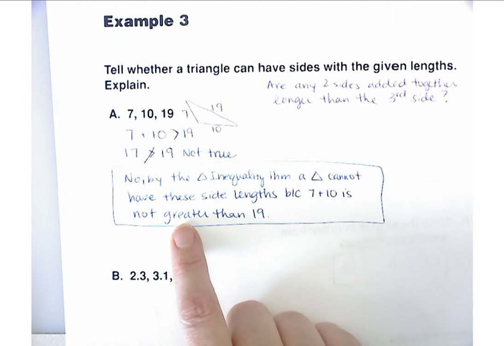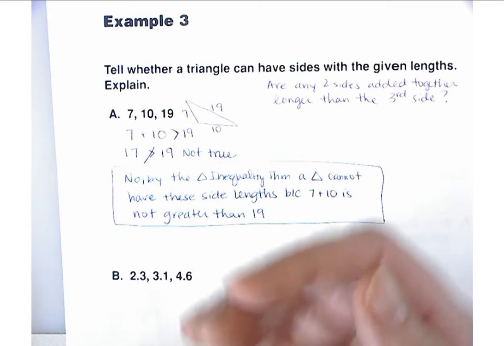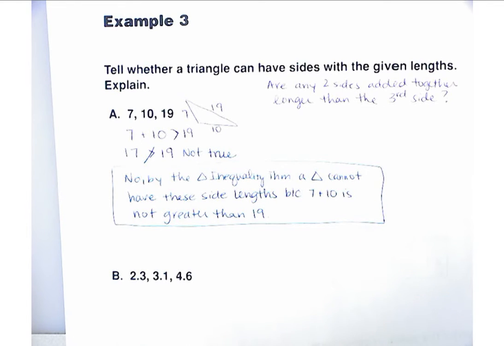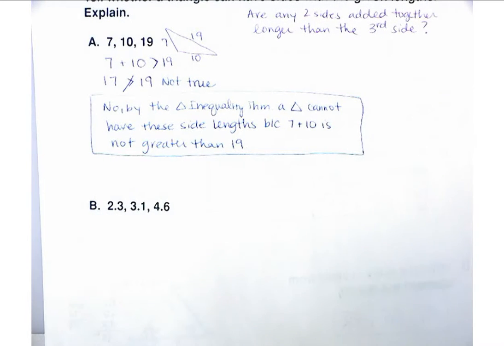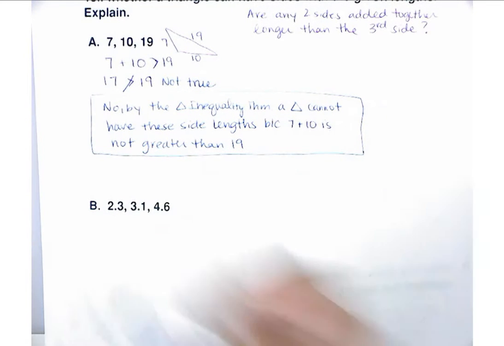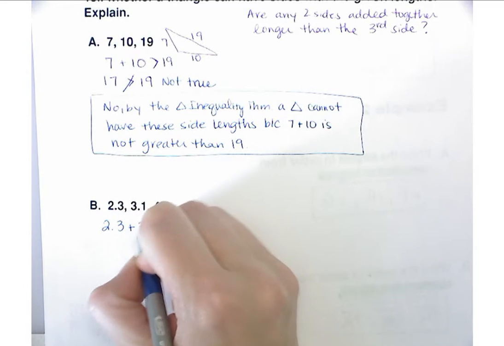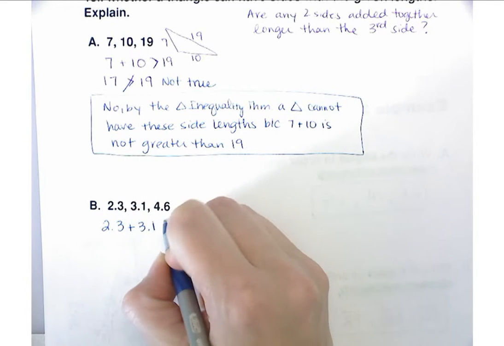Okay, so it doesn't matter if you add any of the other two together, because you've already found one that's not true. If you do find that one is true, you have to keep going until you've checked them all. So for B, we can choose any two sides. Like I said, you can add the two shortest ones together first. So 2.3 plus 3.1 would have to be greater than 4.6.